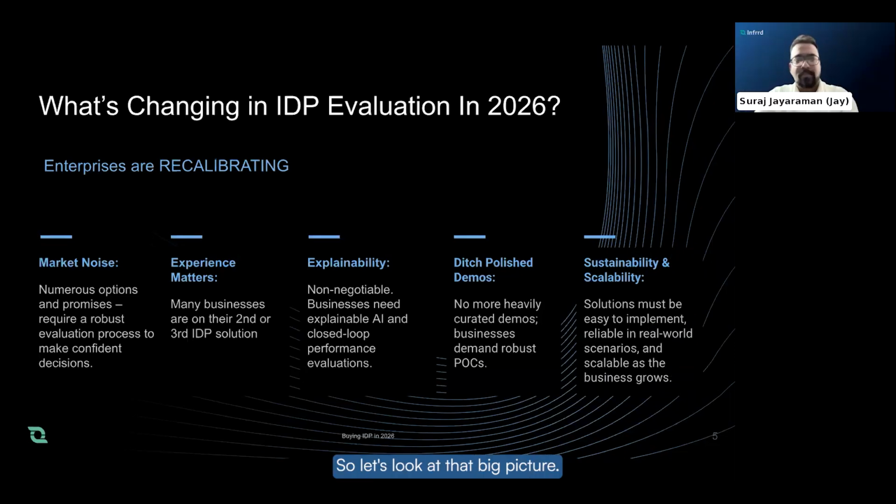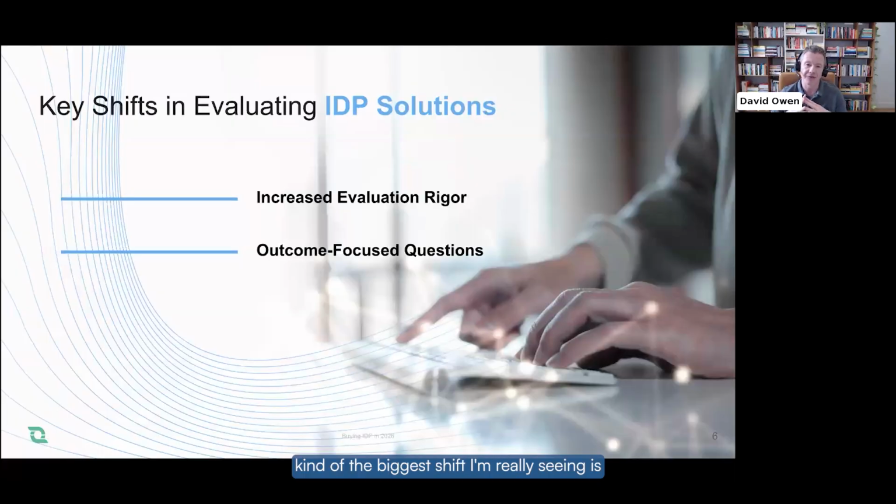Right. So let's look at that big picture. If you had to point to one shift you have seen in the way IDP vendors are getting evaluated, one thing that truly stands out above everything else, what would that be? So for me, the biggest shift I'm really seeing, a lot of it comes back to that noise in the market, is the level of rigor that businesses now need to put into that evaluation process. So it's critical that you ensure you're asking deeper and more questions, and you're testing what you need to test before you go live and not in production.